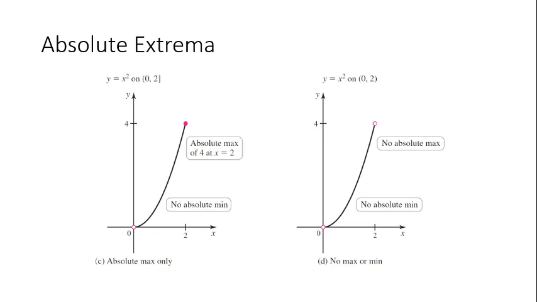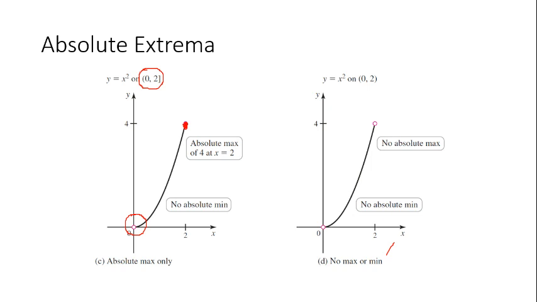Now, only on closed intervals are you guaranteed to have both. As soon as the interval becomes either half open or half closed, or completely open, you're not guaranteed to have both an absolute maximum and an absolute minimum. So for example, same y equals x squared on the interval open at 0 and closed at 2. We do have an absolute maximum. Because this endpoint is included, there is an absolute maximum of 4, and it occurs at x equals 2. However, because this point down here is not included, there is actually no absolute minimum.